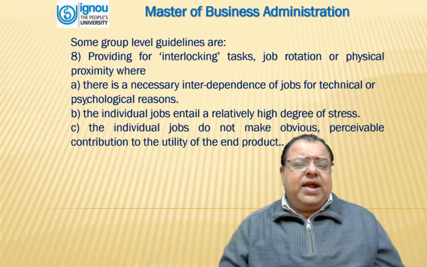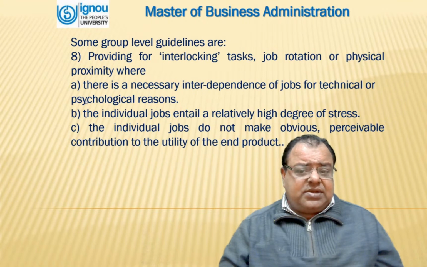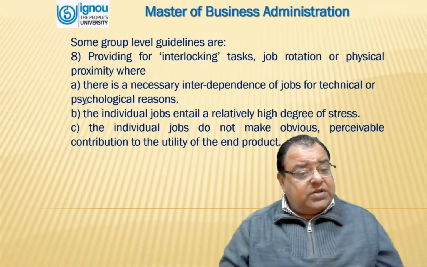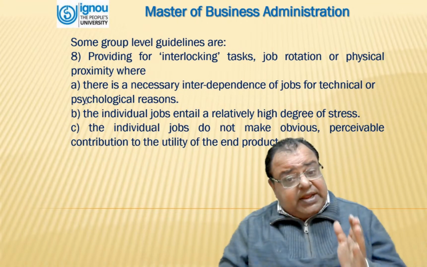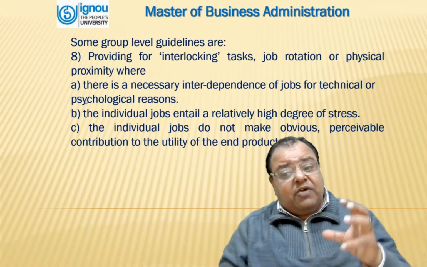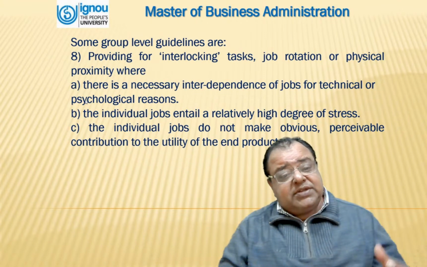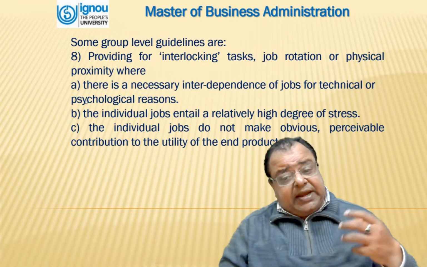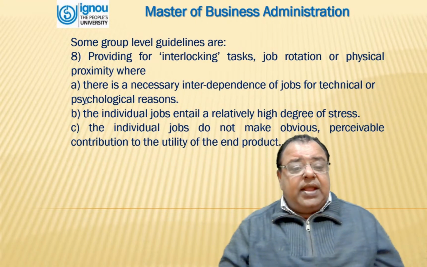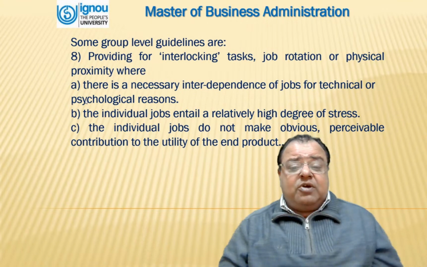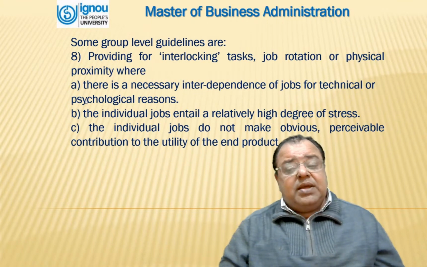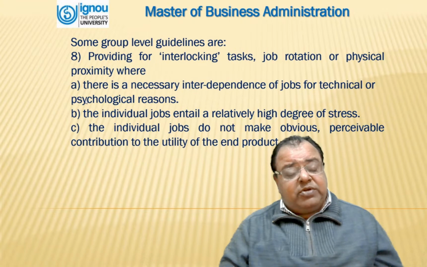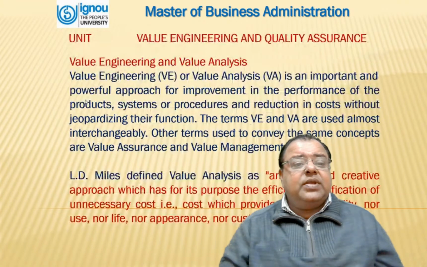Some group level guidelines are providing for interlocking tasks, job rotation, or physical proximity. First, there is a necessary interdependence of jobs for technical or psychological reasons. Second one is the individual jobs entail a relatively high degree of stress. The third one is the individual jobs do not make obvious, perceivable contribution to the utility of the end product.